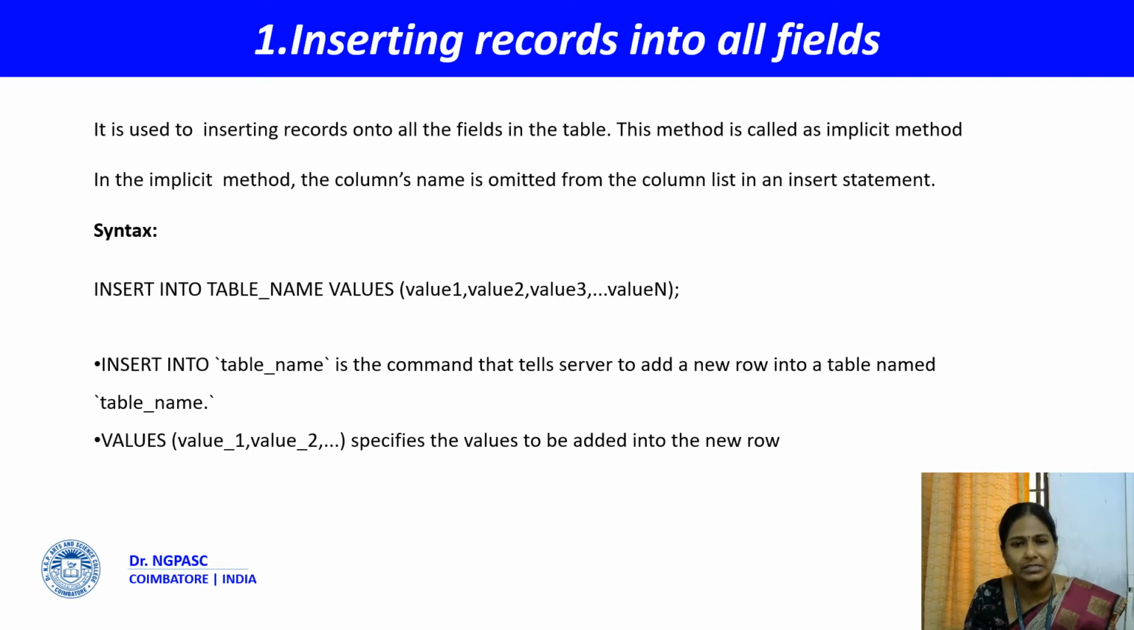If you insert into all the fields in the table, this method is called the implicit method. In the implicit method, the column names are omitted from the column list in an insert statement. The syntax of inserting a record into all fields is: insert into table name values, and within parentheses you give the field values: value 1, value 2, value 3, up to value n. Here, insert into and values are keywords and table name is the name of the table.